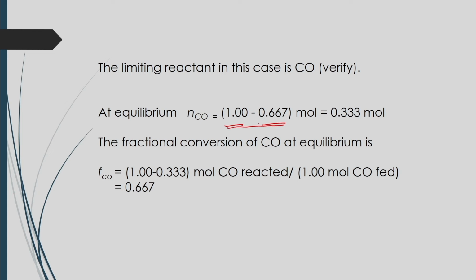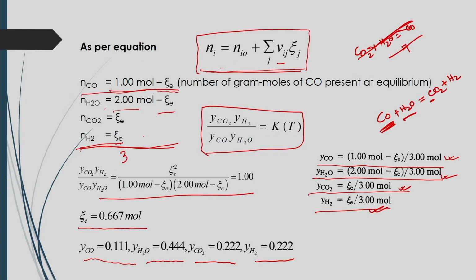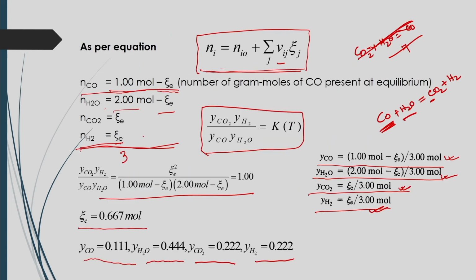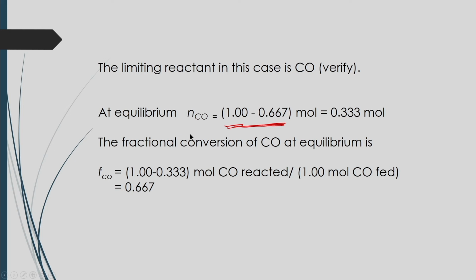Simply, the moles of CO in the feed is given as 1 mole, whereas at the equilibrium condition it comes to 0.333 mole. Then the fractional conversion of carbon monoxide at equilibrium, f_CO, will be equal to 1 minus 0.333 mole of carbon monoxide, divided by the 1 mole of carbon monoxide fed. So, it comes to 0.667. This is your fractional conversion of carbon monoxide.